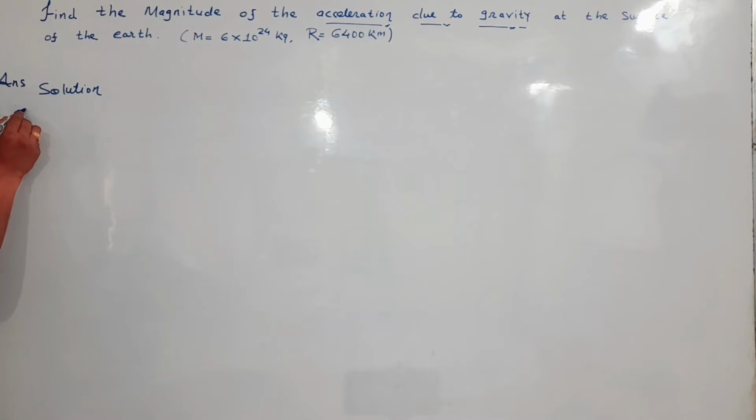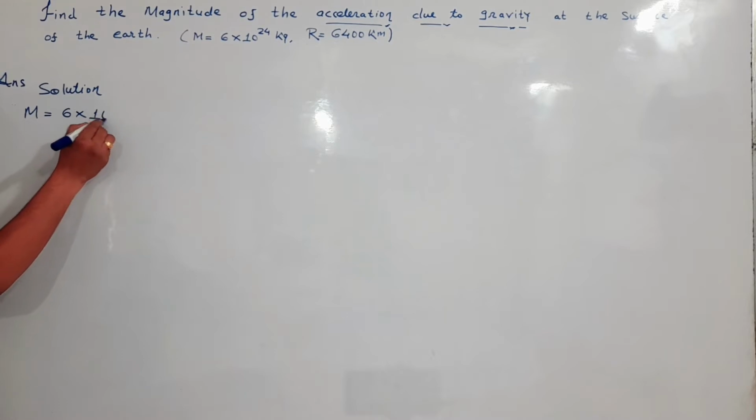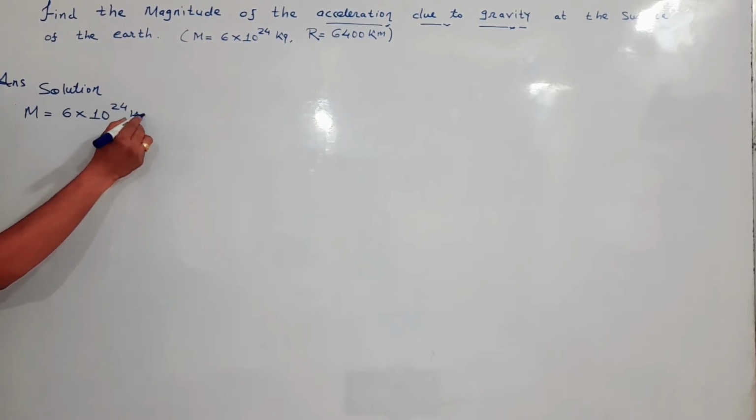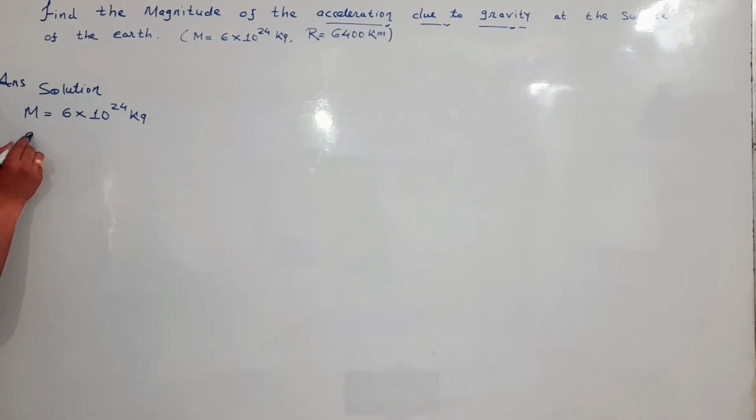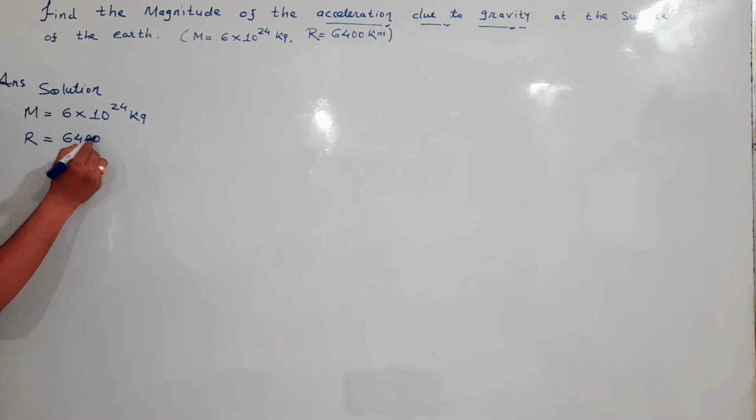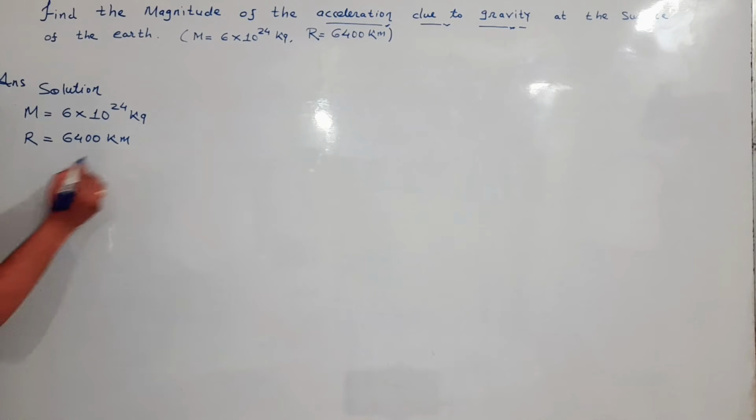Mass of the earth is given, that is capital M is equal to 6 into 10 to the power 24 kg. Radius of the earth is given, that is capital R is equal to 6400 kilometer. My dear student, here the kilometer we have to convert it into meter.